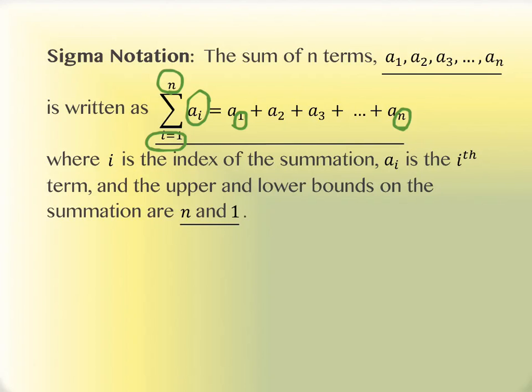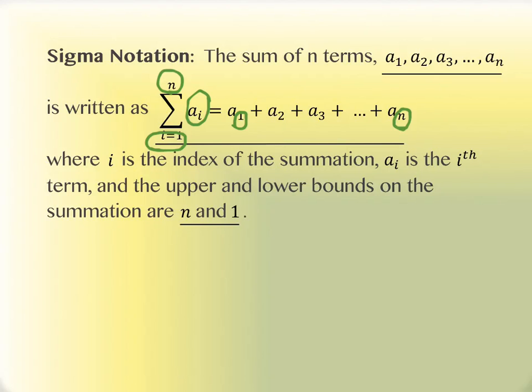You would not have to start at the number 1. I'll show you what happens when you don't, when we're doing some of the problems. But most of them do start at the number 1. The I is called the index of the summation, and the A with a subscript I is just the ith term. So if you had A with a little 5 down there, it would be the 5th term in the sequence. That's all it is. We call the 1, the number at the bottom, the lower bound, and we call the number at the top the upper bound.